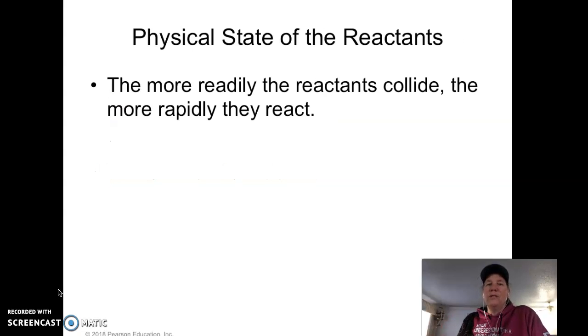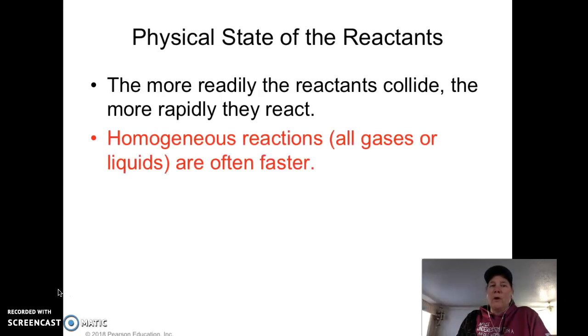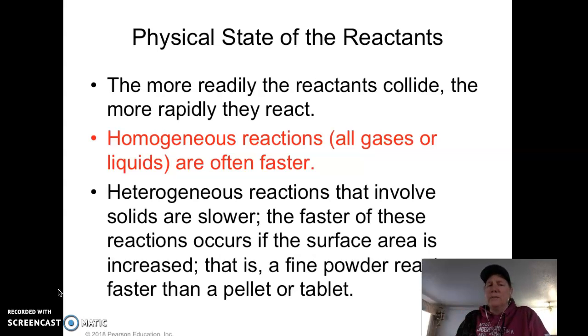Okay, so when we're talking about the physical state of the reactants, again, the more readily they smash into each other, the faster they're going to react. So that's why gases are much better for that, because they're moving a lot faster. Okay, in a homogeneous reaction, if they're all gases or all liquids, so if they're all in the same phase, it's going to happen faster than if you take a gas and a liquid. A heterogeneous reaction, and remember, homo means the same, hetero means different.